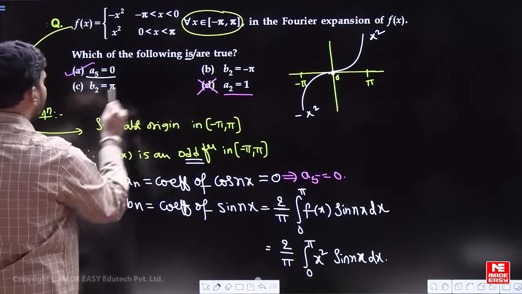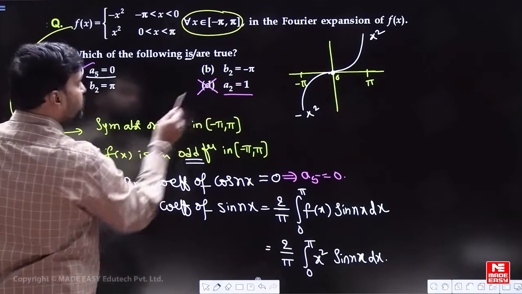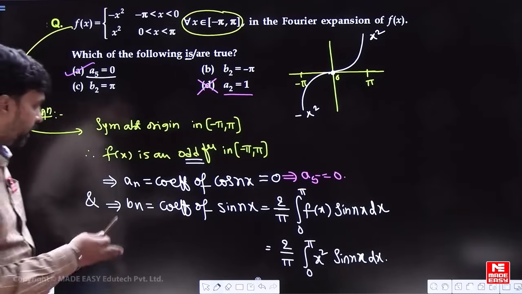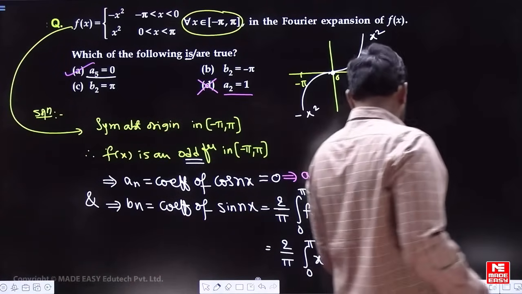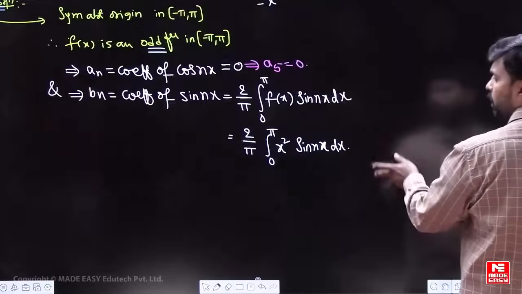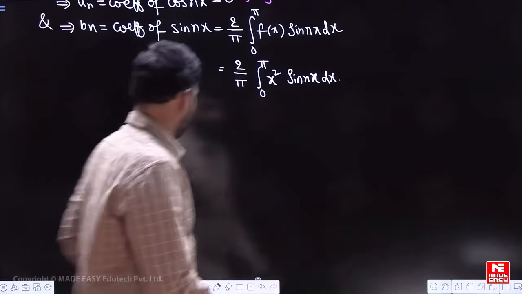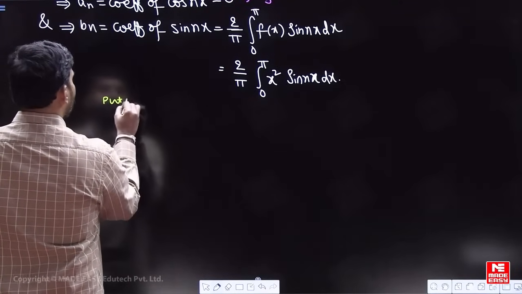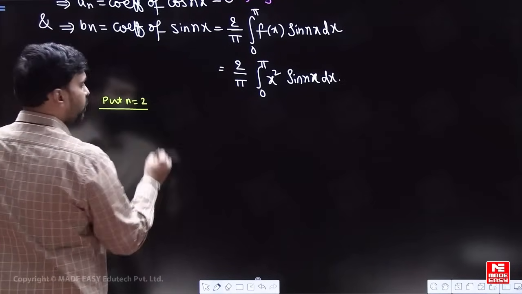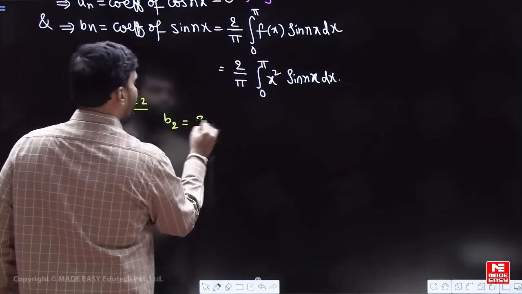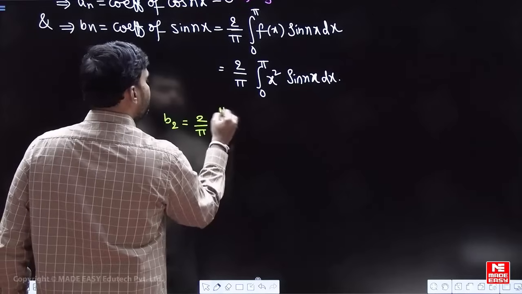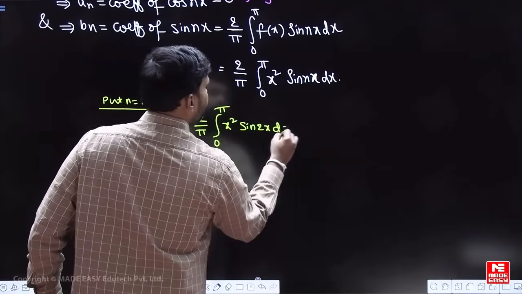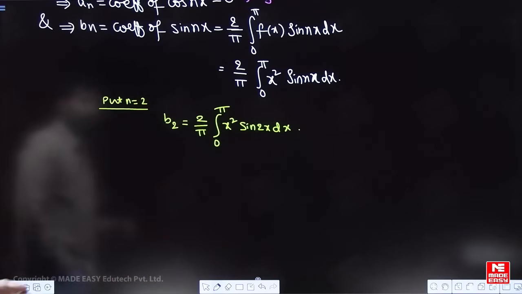So now we have to check B2. Here B2 is given as minus pi, or here B2 is given as pi. So let us see what exactly you get, pi or minus pi. For that, I'll put n is equal to 2, because we need to find out B2. So B2 is given by 2 by pi integral 0 to pi x square into sin 2x dx.